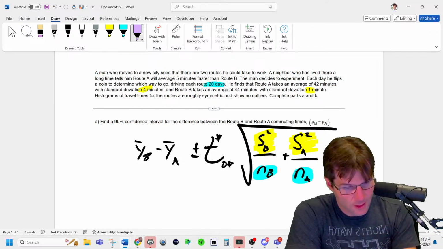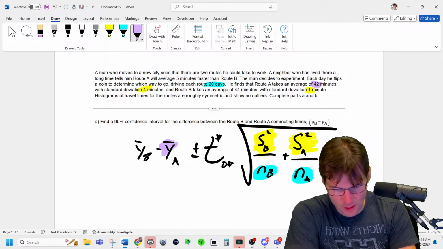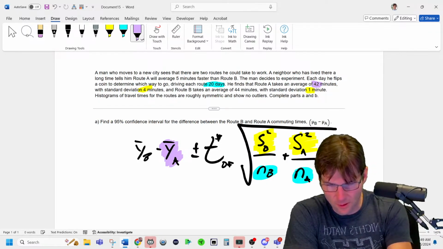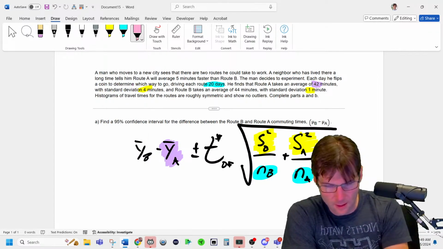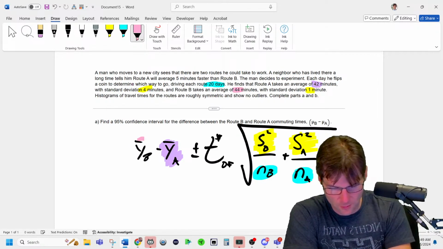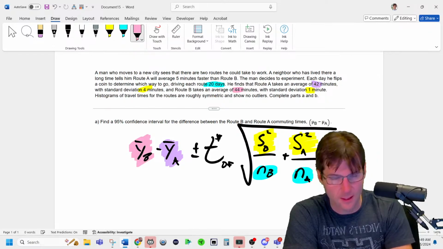Very importantly, this mean goes here. This is going to be very important. If we mix up these means, we get in big trouble. And then the other mean is over here. And now all we have to find is the t.